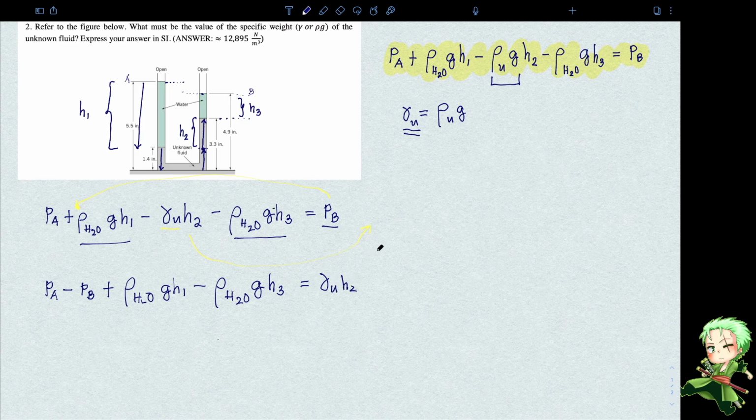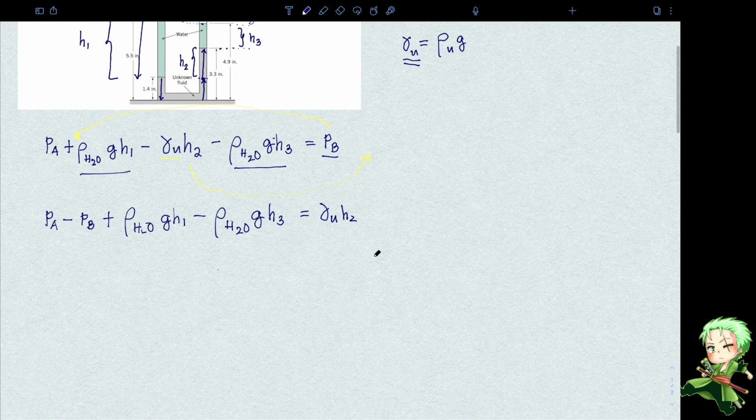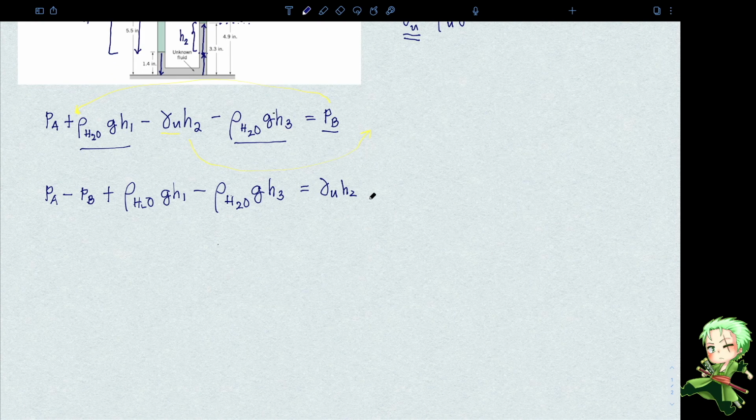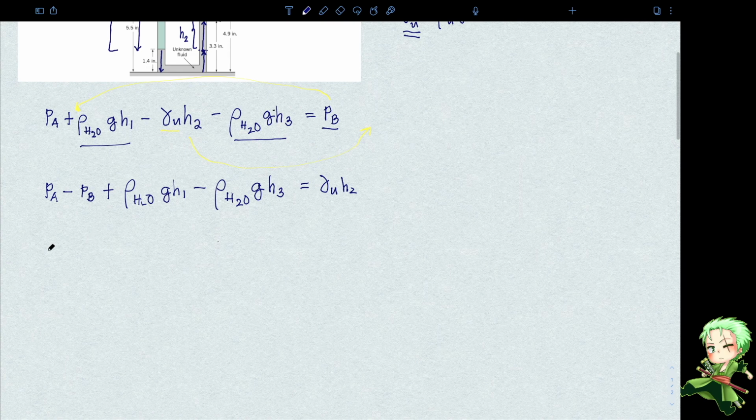Now you might be saying that the most sensible thing to do, although this is still valid, is to multiply both sides by H2 such that the only remaining term will be the gamma U. But I will refrain from doing that because I could further simplify this term here. So let me just simplify this.